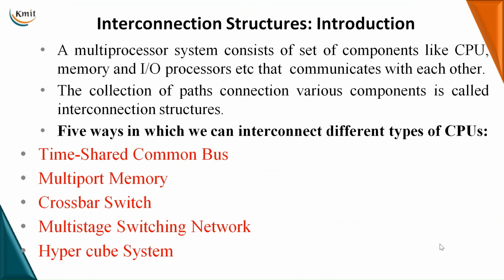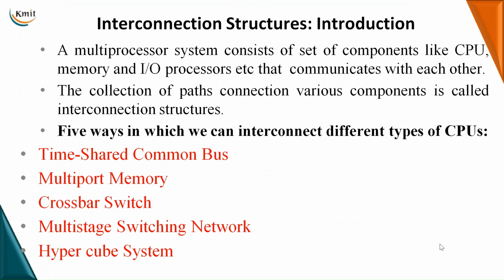So coming to an introduction, as we know, the multiprocessor system consists of multiple processors present within a single computer system in order to improve the performance of your system. So parallel processing is possible when you have multiple processors present in a single computer system.